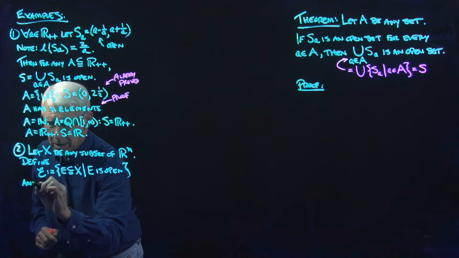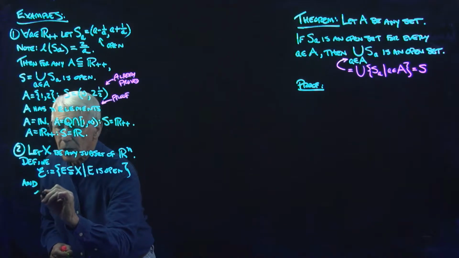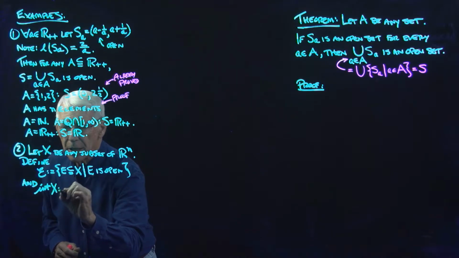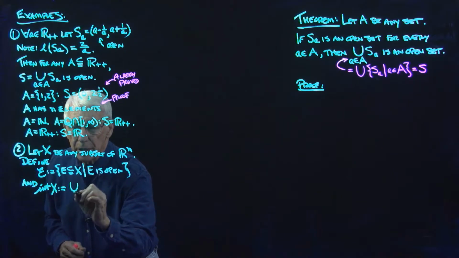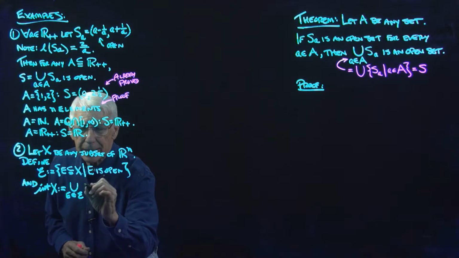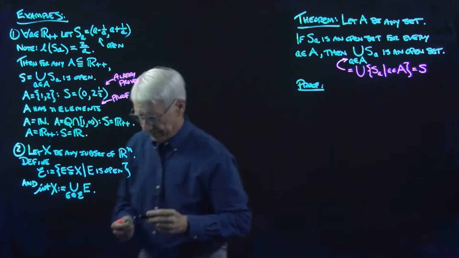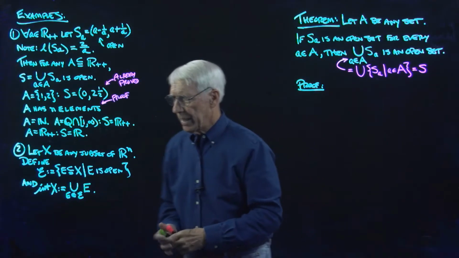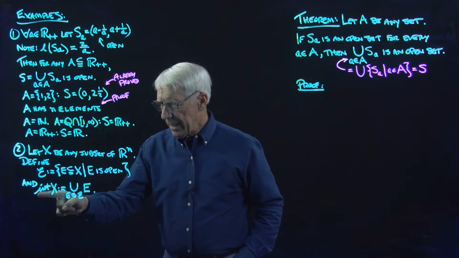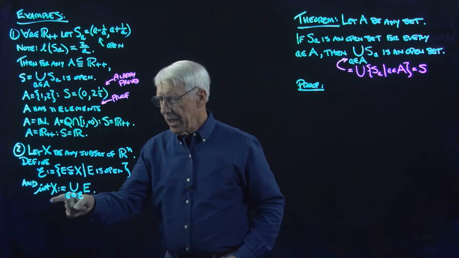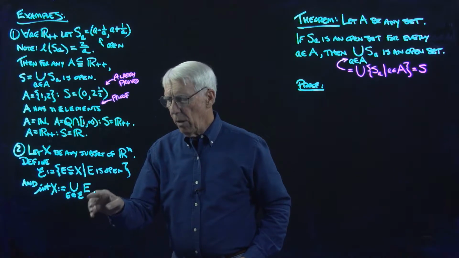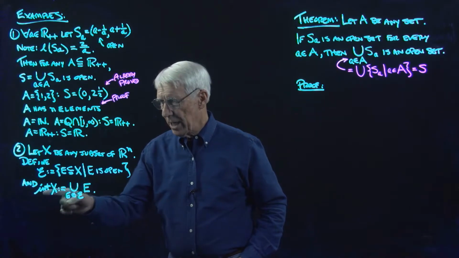And let's define something called INT of X to be the union over all E's in script E of E. All right, so in other words, this is the collection of all open subsets of X. This INT of X is the union of all those sets. That is, it's the union of all the open subsets of capital X.